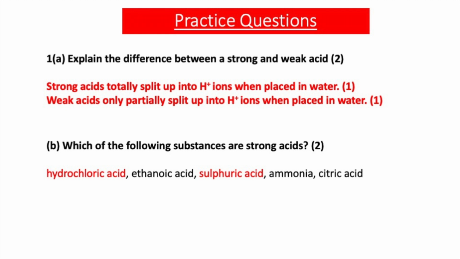Weak acids only partially split up into H+ ions or protons when placed in water. There's 1 mark for that. So that's the difference between strong and weak acids. For part B, it's asking which of the following substances are strong acids. Now, from this list, hydrochloric acid is a strong acid and sulfuric acid is a strong acid. So 1 mark for each of those. For reference, ethanoic acid and citric acid are both weak acids and ammonia is a base.